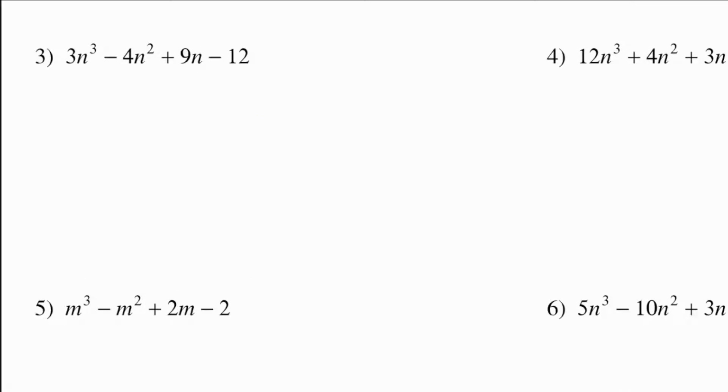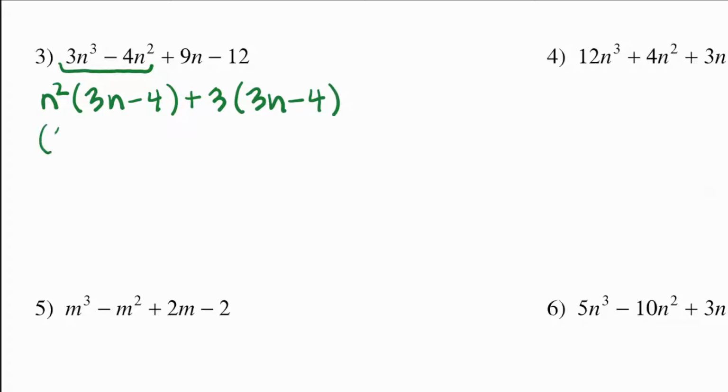Number 3, 3n to the 3 minus 4n to the 2 plus 9n minus 12. Let's say from these, I guess I can just only factor out a power of n squared and be left with a 3n and a -4. And over here, 9 and 12, they both have a factor of 3. So it'd be 3n and a -4. Okay, yeah, so I factor out the 3n minus 4, and I'm left with n squared plus 3, which is not factorable, so I'm done.